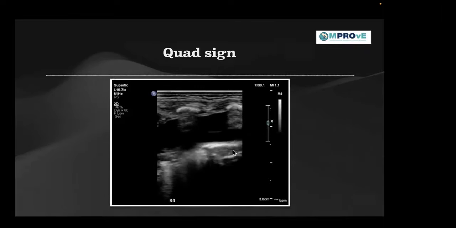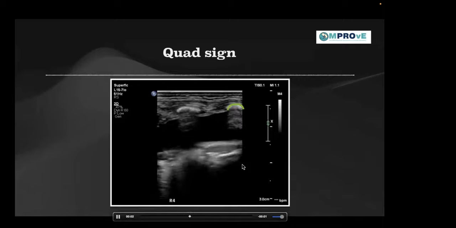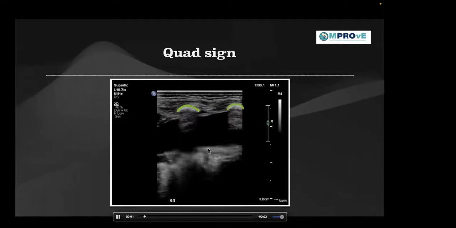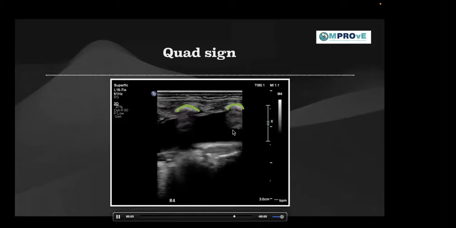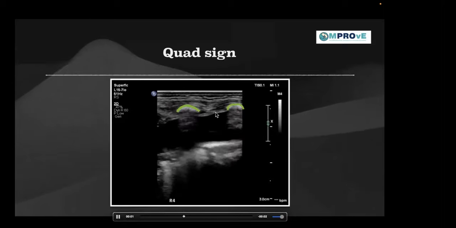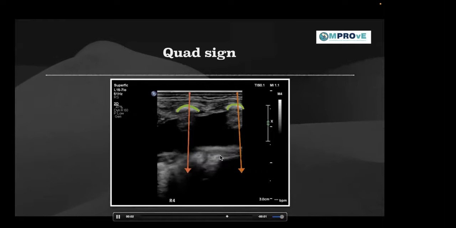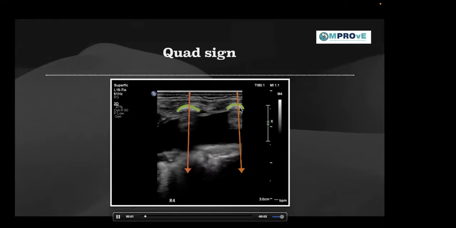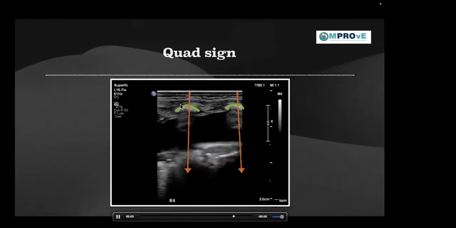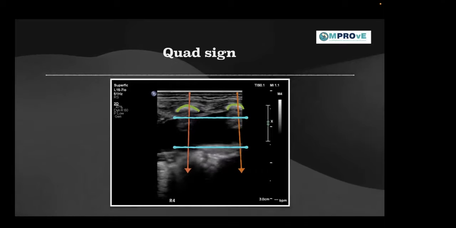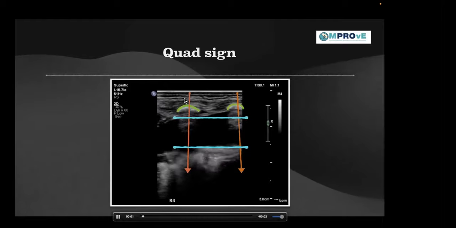So coming to quad sign. This is your rib. This is the parietal and the visceral pleura, the sharp line there. This is your anechoic area. Fluid is anechoic, it is always black because ultrasound waves pass very easily through fluid. And then if you draw two lines, so quad sign is four borders: parietal pleura, visceral pleura, and through the ribs, two parallel lines. So this is what you see on your pleural effusion.